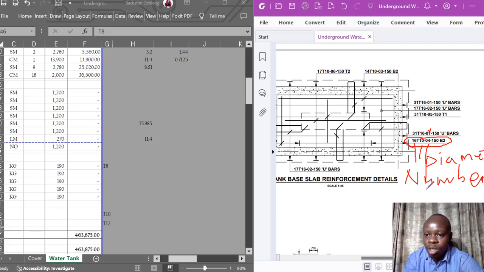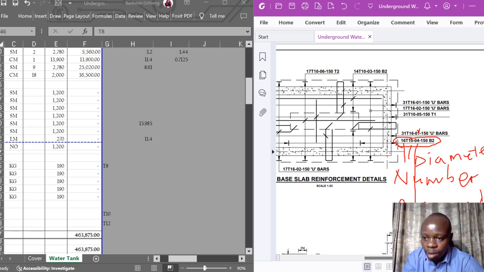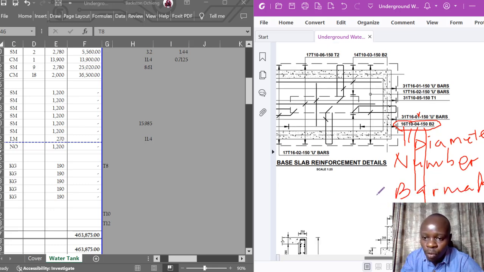Then moving on, 04 is the bar mark, while 150 stands for the spacing.